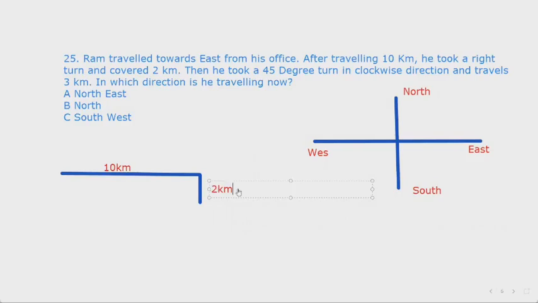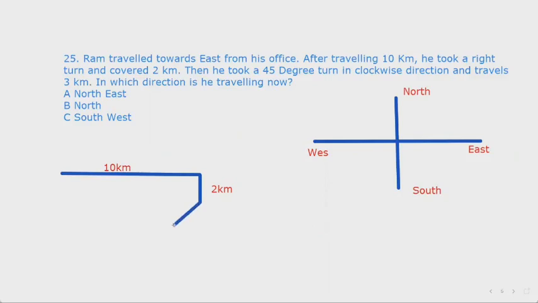Then he took a 45-degree turn clockwise. So he was traveling in this direction. Then he took a 45-degree turn, which means he must have taken the turn in this direction because he was heading towards south. अब वो 45 डिग्री क्लॉकवाइज टर्न लेगा तो वो ऐसे जाएगा.